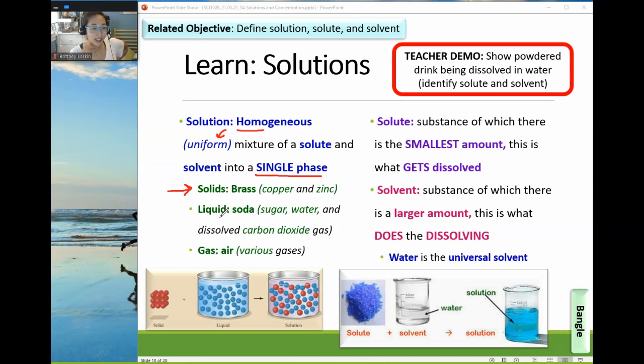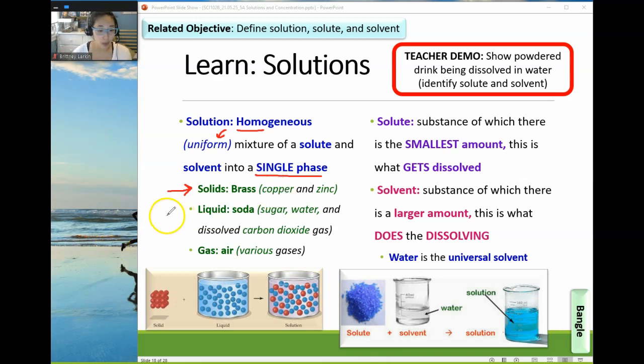Again, you might think of solutions as being liquids, but you can actually have solid solutions. The reason this is still a solution is because copper is one of the metals and zinc is one of these metals, and they get mixed together and they create a solid that looks uniform throughout. Again, you cannot visually tell the difference between the copper and the zinc within brass. It's all blended so uniformly that every single sample looks identical.